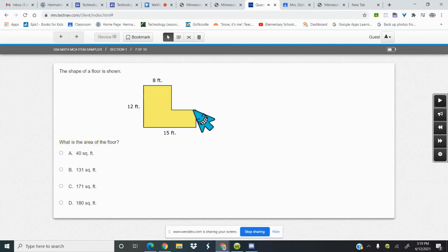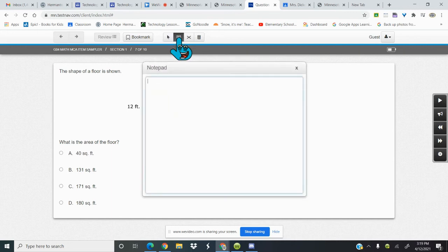All right, so now area. So I have to figure out the area, and I have a weird little jog. There's a couple different ways to figure this out. I'm going to figure it out probably differently than you would. So what I'm going to do is take 5 feet and 15 feet and multiply them together. And 5 times 15 is 75. I wish I could write that down. I can write it down. 5 times 15 is 75.